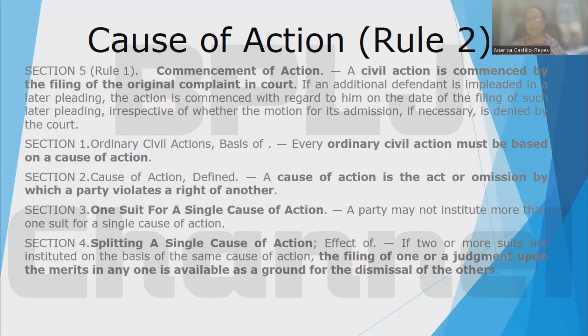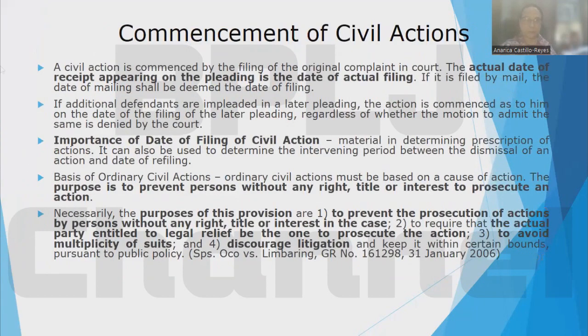Now, what is the effect if you file two or more cases for a single cause of action? The filing of one or a judgment upon the merits in any one is available as a ground for the dismissal of the others. Why is it important to determine the date of the filing of a civil case? It is important to determine prescription of actions because the date of the filing of an action interrupts the prescriptive period.